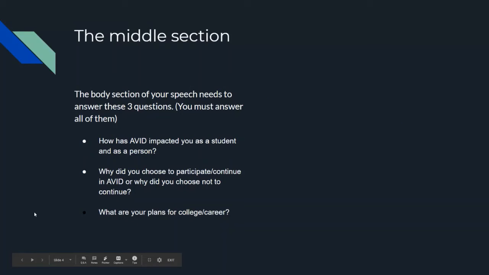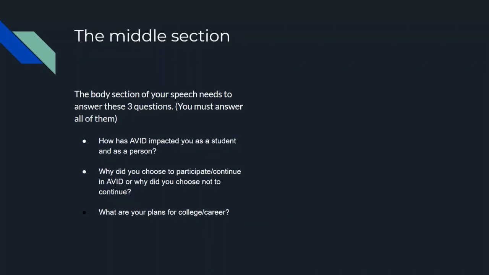In the middle section of your speech, you need to answer these three questions. So, first, how has Avid impacted you as a student? What that means is, how has Avid changed how you've approached school? Have you seen better scores in your classes? Have you learned how to be a better cooperative group member? Explain how Avid has changed this for you.